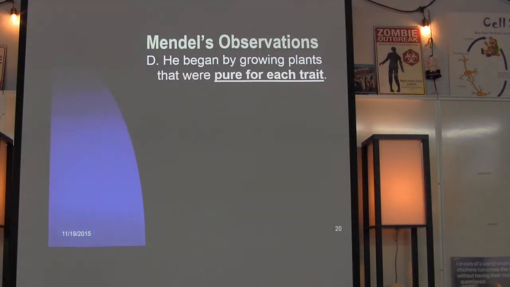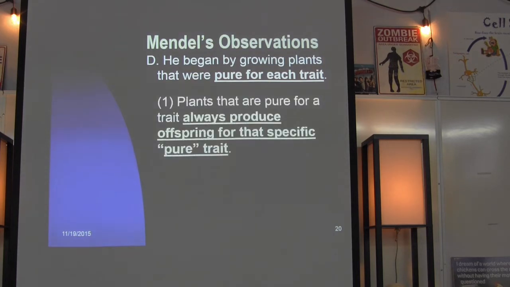All right, so this was another one of the book questions that maybe 1 or 2 people had questions about. Basically we're talking about something that's pure in genetics. We're going to go through all the steps of what he did. The first thing he did is he began by growing plants that were pure for each trait. What that means is plants that are pure for a trait always produce offspring for that specific pure trait. Hopefully the picture below will help make that even more clear.